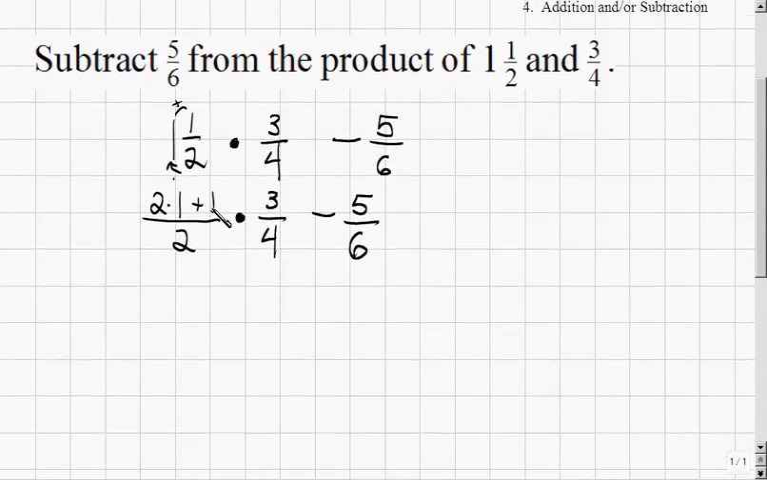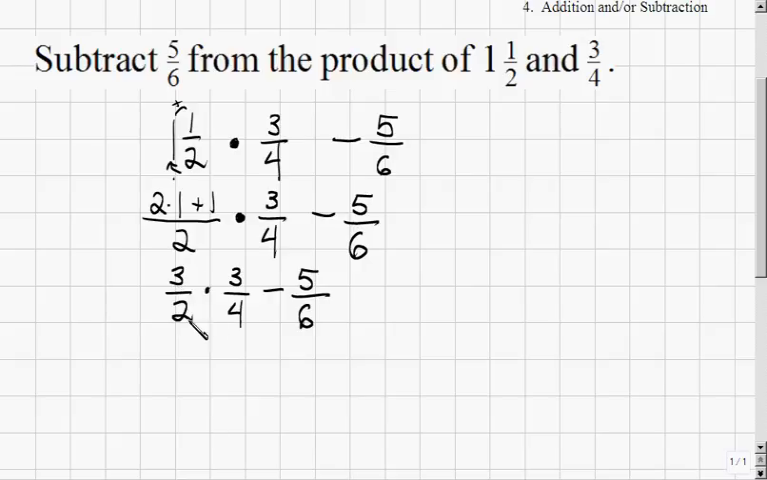So simplifying 2 times 1 plus 1 would become 2 plus 1, or 3/2, multiplied by 3/4 minus 5/6. For us to now simplify this, we recall the rules for multiplying first. Going left to right, we're multiplying before subtracting.